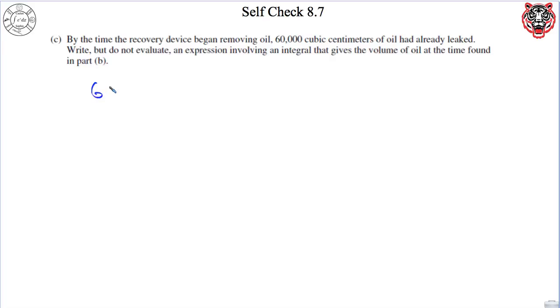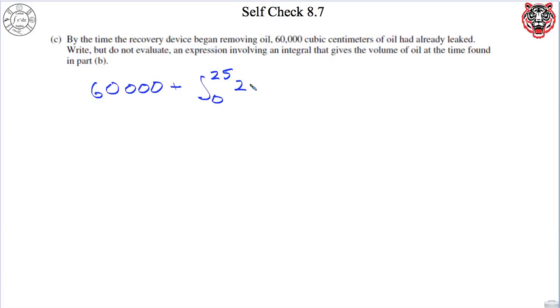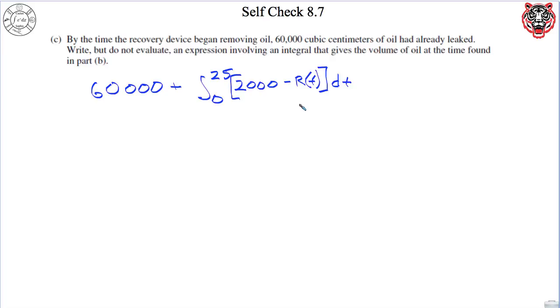So it's going to be 60,000 plus. We're going to do the change between 0 and the time that we found in part B. In part B, we found t equals 25, so 0 to 25. And then we need our V prime function. So our V prime was 2000 minus R(t), so I'm just going to write 2000 minus R(t), all of that dt. I could have written V'(t) since I formally defined it up here, but I'll just leave it like this. And there's our answer.